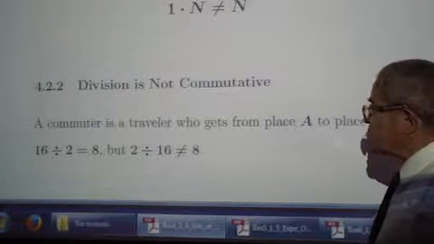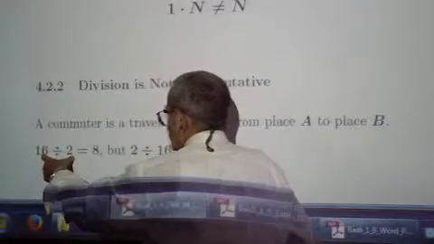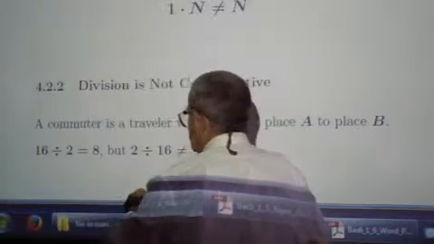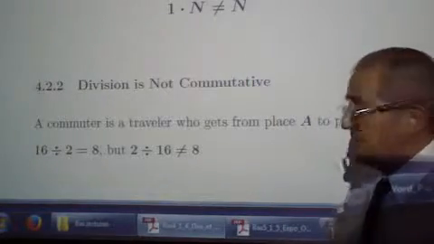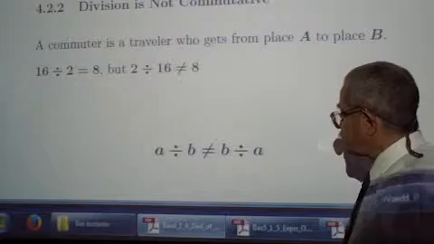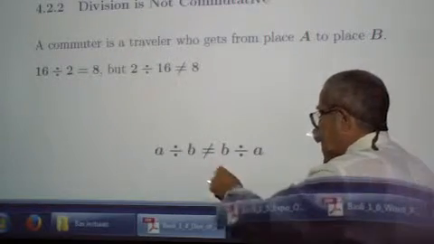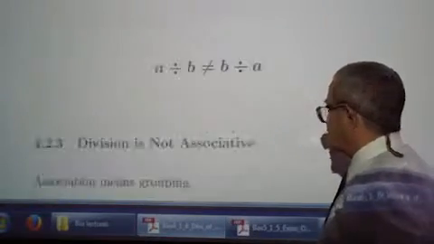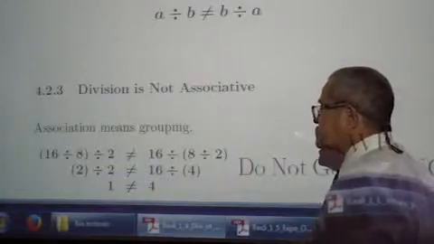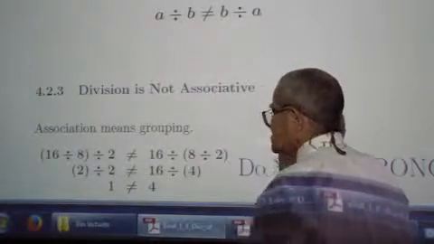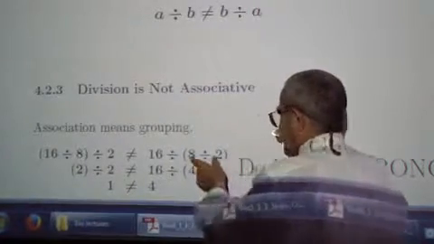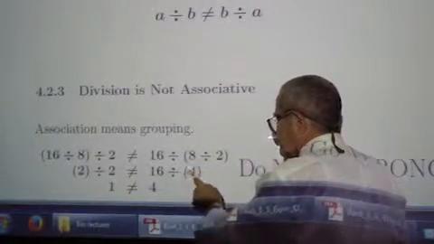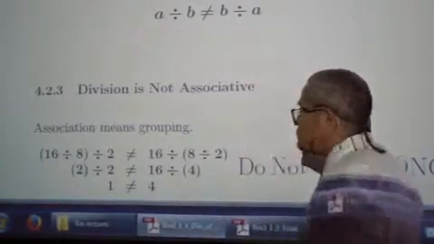Division commutativity: the 16 and the 2 cannot be interchanged. 16 divided by 2 is 8, but 2 over 16 is not 8. We'll see later it is 1 over 8. A divided by B is not the same as B divided by A. Division also is not associative. If you associate the 8 with the 16 or the 8 with the 2, this gives you a 2. 2 divided by 2 is 1. You divide the 8 by the 2, that gives you 4. 16 divided by 4 is 4. 1 is not equal to 4.